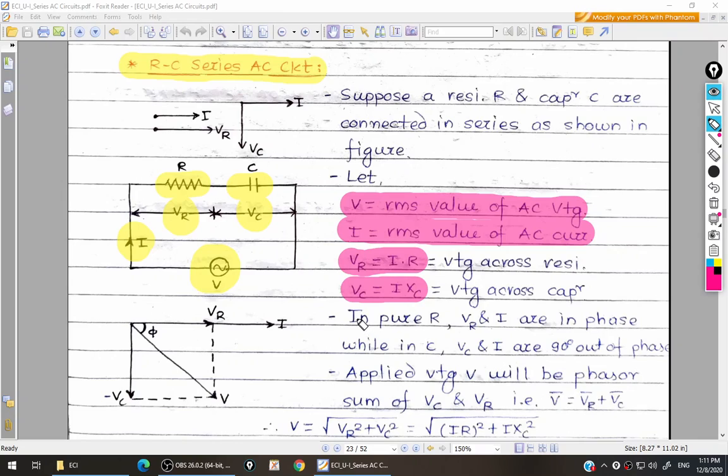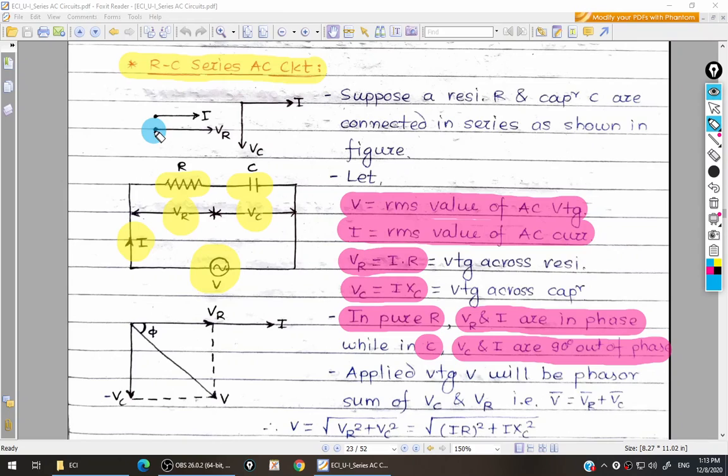We already know, from the last lecture where we saw the behavior of pure resistance and pure capacitance, that in pure resistance, voltage and current are in phase, meaning the phase difference between them is 0 degree. Whereas in pure capacitance, voltage and current are 90 degrees out of phase. In case of pure capacitance, current leads voltage by 90 degrees. You can predict this from the phasor diagram also.